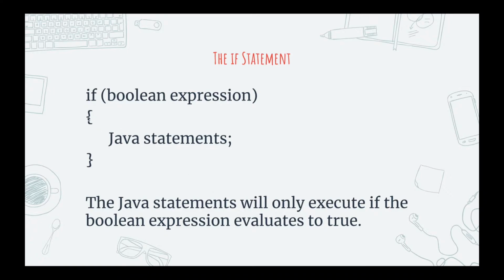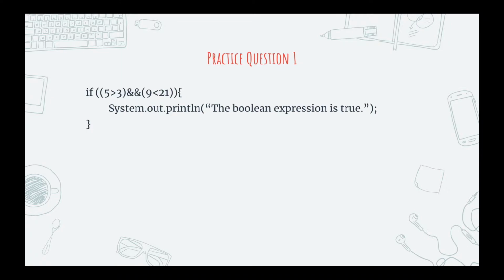And it will be within these curly brackets. So we don't have a semicolon here. What we have is another set of curly brackets, and then within the curly brackets will be stuff like the print statement. So let's see practice question number 1. Now, I didn't put any variables here just to keep it simple, but I do have a compound Boolean expression, meaning that I have two Boolean expressions paired with an and operator. So we have an if statement, and we have a print statement that says the Boolean expression is true.